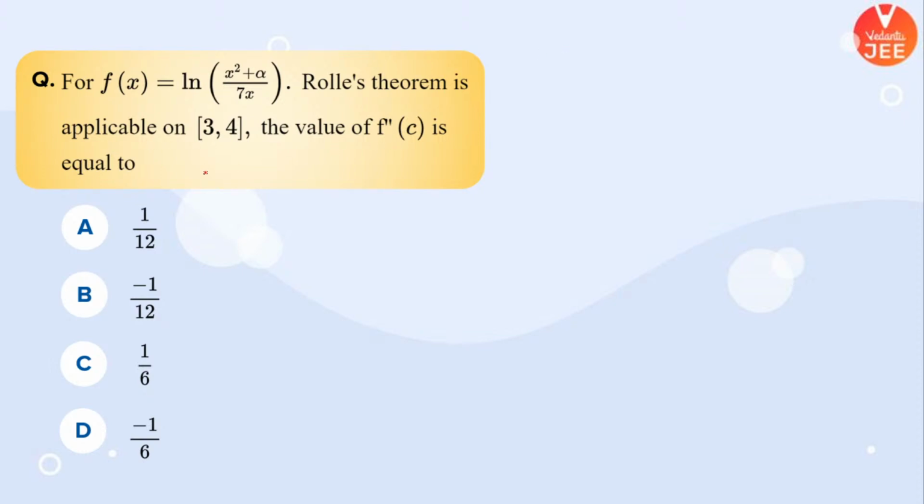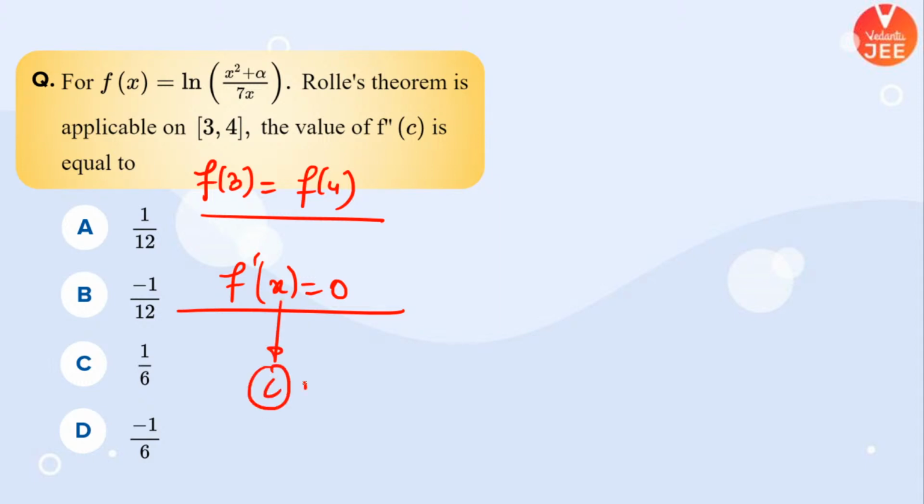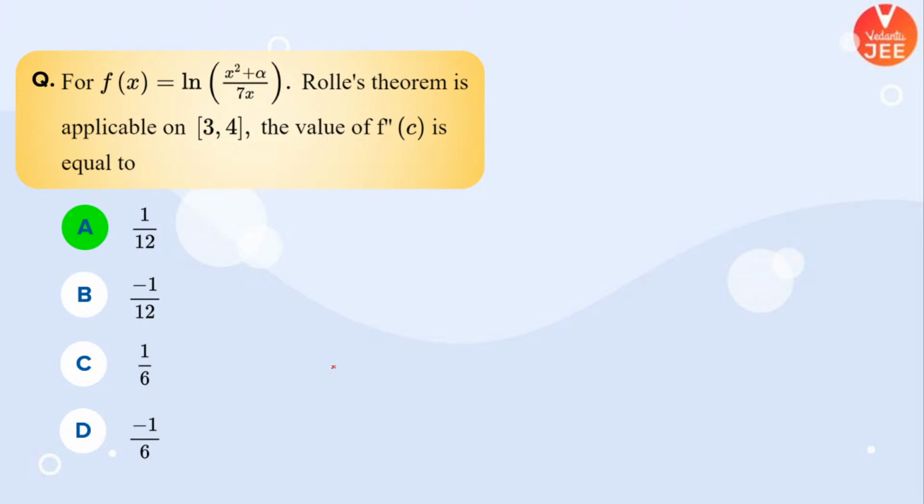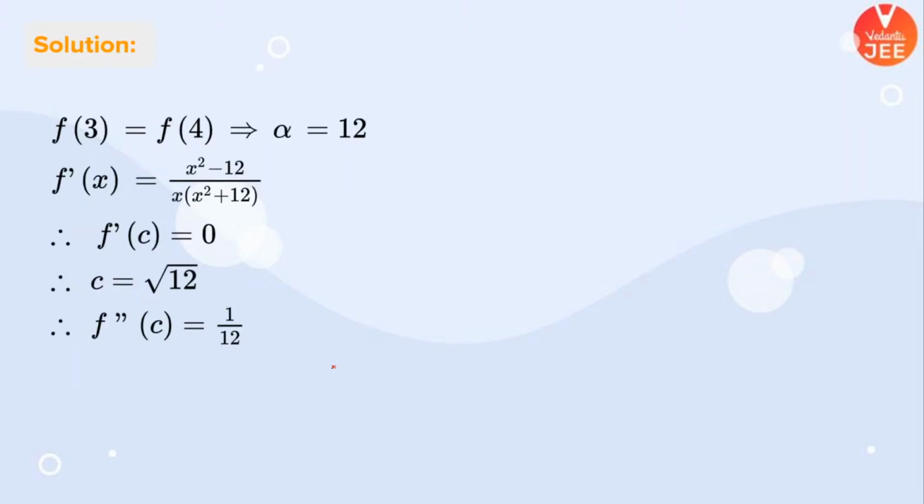Rolle's theorem, a direct question is there. f of 3 is equal to f of 4 coming. Rolle's theorem says that f dash of x equals 0. Wherever it is getting 0, that is nothing but my c. That's it. Okay, so you just have to find out the double differentiation there. I don't think this is a problem which needs to be discussed. Just remember the properties that are there in Rolle's theorem.